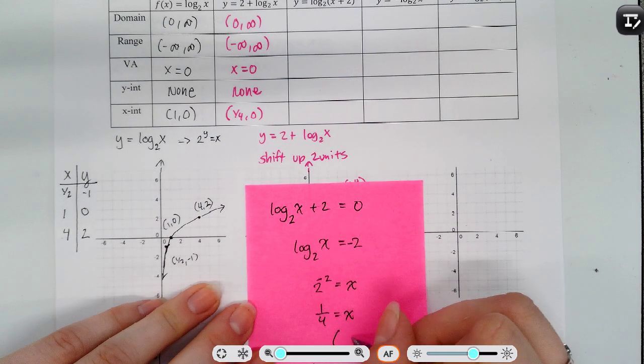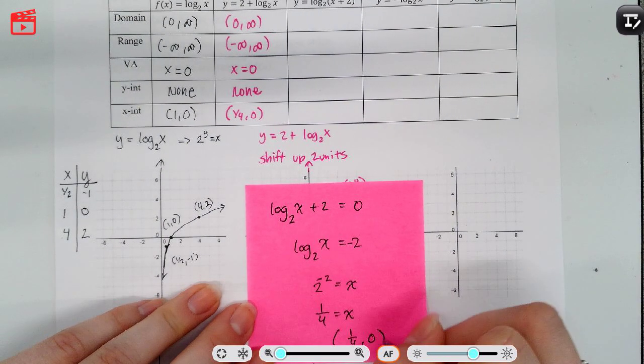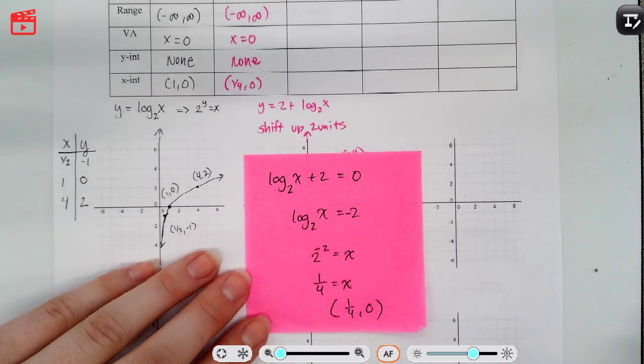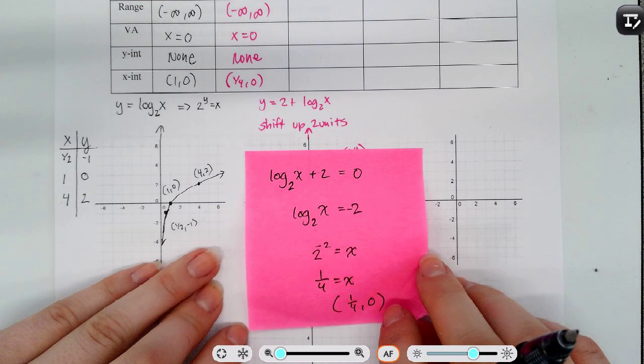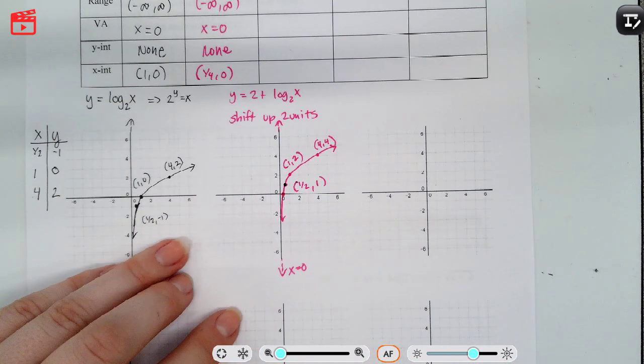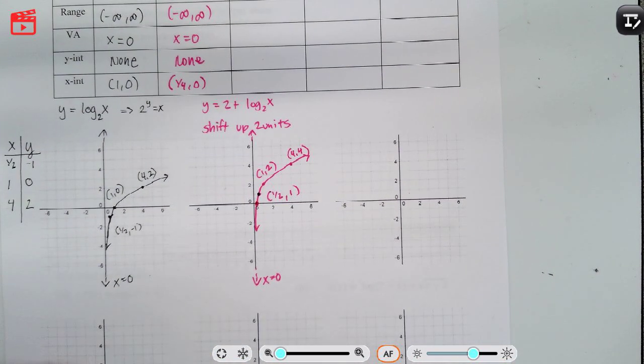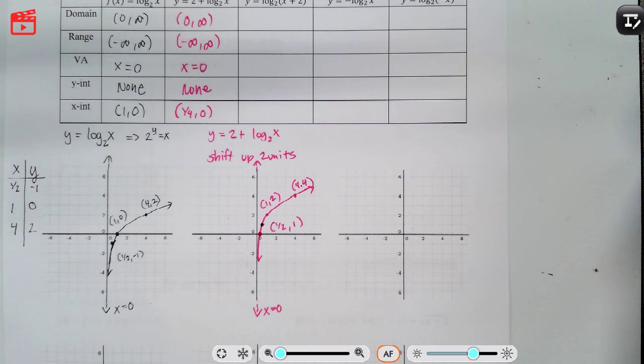Okay, so I have my form. 1/4, 0 is my x-intercept, because we set y to 0 and we solved for x. All right, let's see, next one. Okay, so go ahead, try to see what you think the transformation is going to be for this one, and check back in with me in a second.